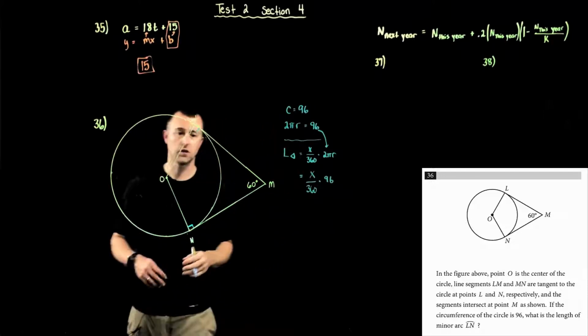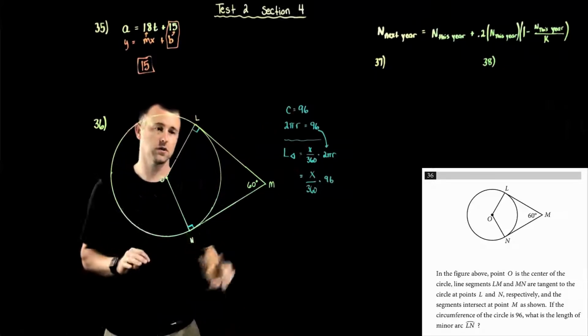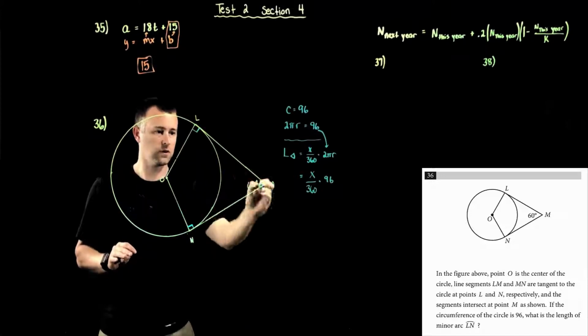So let's come back to the picture. Let's find that angle. As I said earlier, this is this four-sided figure, this quadrilateral.